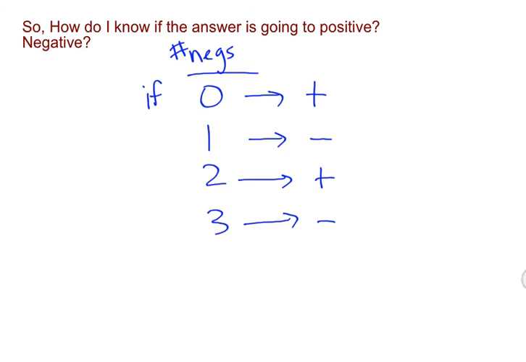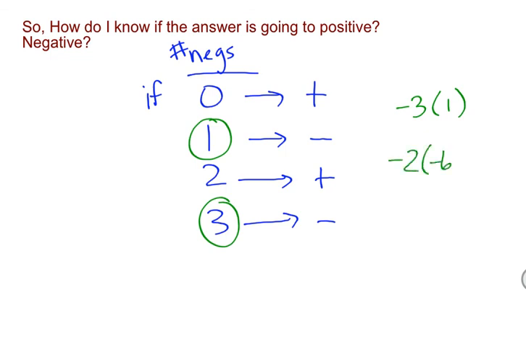So in general, if you have an odd number of negatives in your multiply problem, you would get a negative answer, and an even number would give you a positive answer. So for example, negative 3 times 1 is negative because there's 1 negative in it. Negative 2 times negative 6 is positive. Negative 2 times negative 3 times negative 4 is negative because there's 3 negatives. That's what we're talking about.